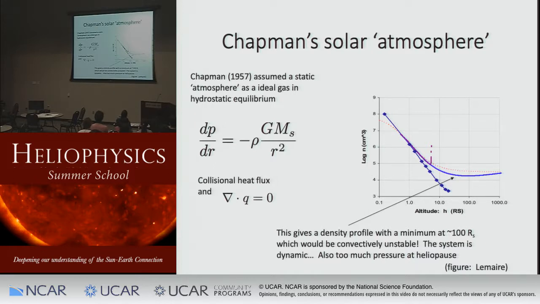So this told us right away, not us, we weren't born, but it told the people working in the field that the problem is dynamic. Okay, so it's not a static atmosphere that we have, just a standing atmosphere. It was also the case that this model predicted a pressure that was too high out at the heliopause, at the edges of the heliosphere. There's nothing out there to push back on the atmosphere. So Chapman's model was something that people talked about for a while, but then came Parker's model.